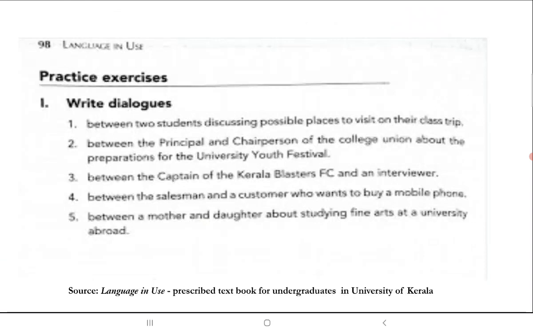Then between a salesman and a customer who wants to buy a mobile phone, definitely it will be a mixture of formal and informal, because a salesman is involved. Then between a mother and daughter about studying fine arts at a university abroad. It will definitely be some kind of informative things they will be discussing. So you should have such points.